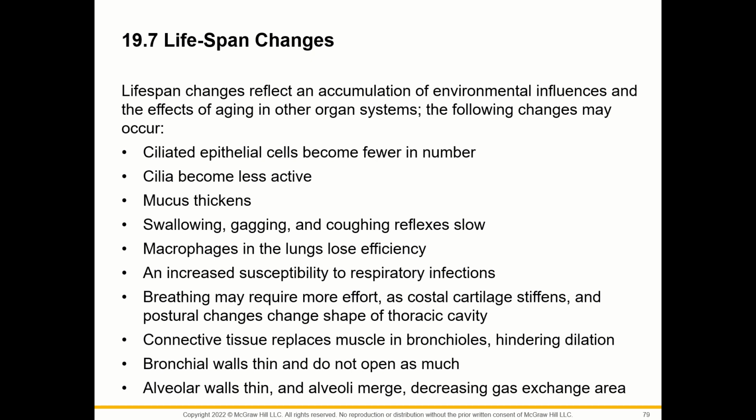Connective tissues replace muscle in the bronchioles, hindering dilation. Bronchial walls thin and do not open as much. Alveolar walls thin and alveoli merge, decreasing gas exchange area.